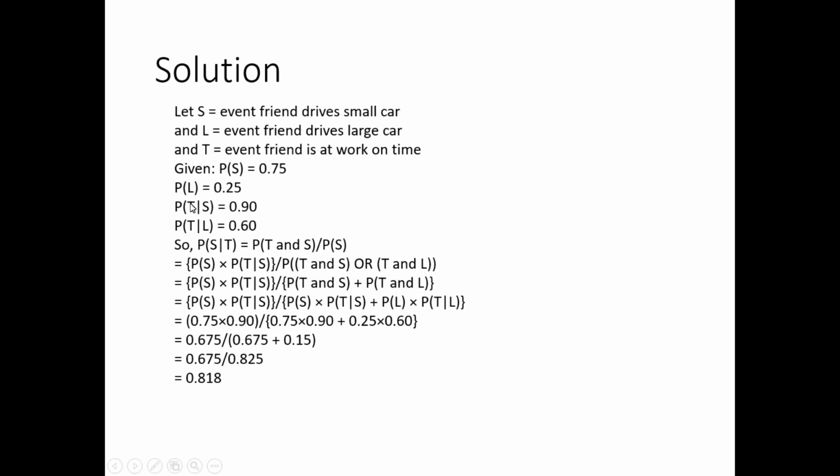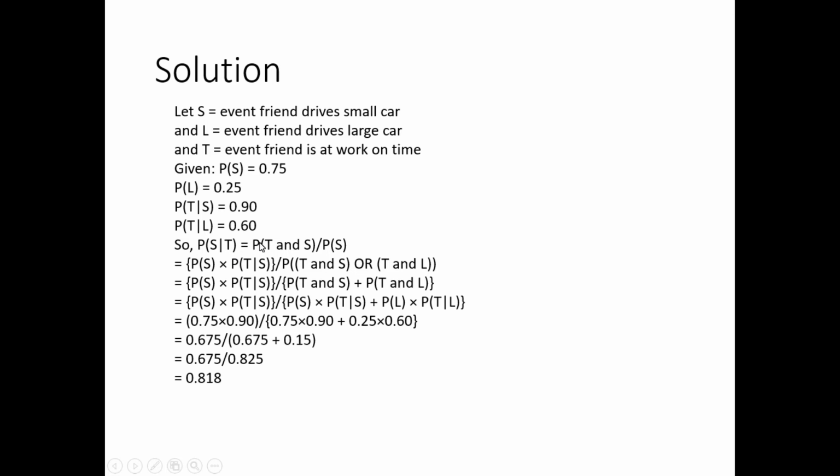The probability that he's on time, given that he drove the small car, is 0.9. The probability that he's on time, given that he drove the large car, is 0.6. We're looking for what's the probability that he drove the small car, given that he was on time.